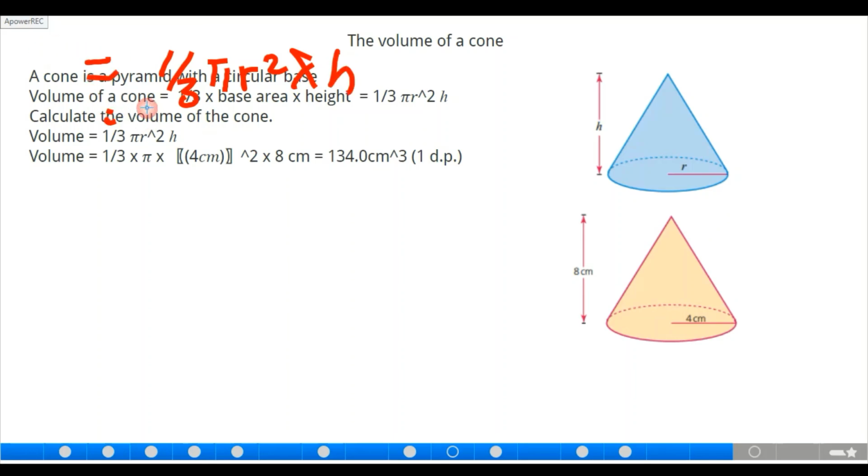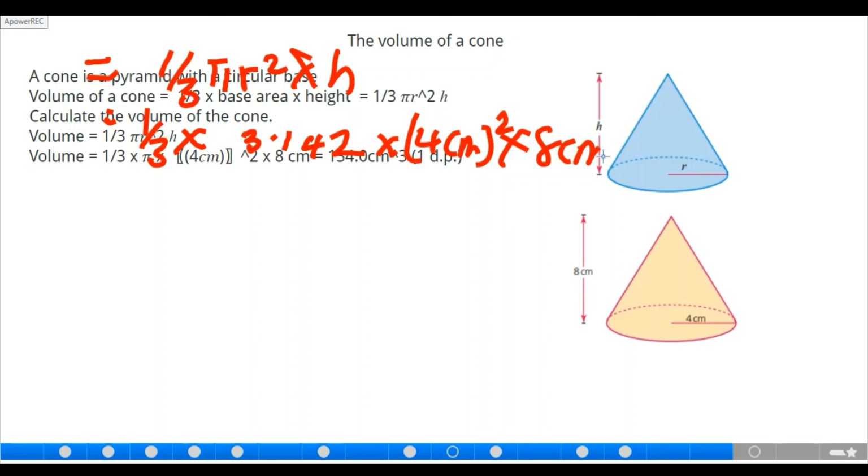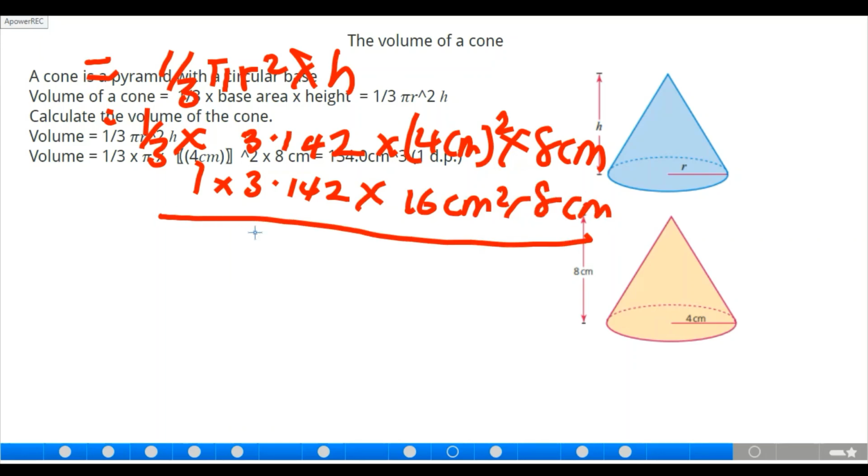So we have 1/3 multiplied by, let's say, 3.142. We are expressing the decimal value of pi. The radius is 4 centimeters, so we have 4 centimeters squared multiplied by 8 centimeters. So we have 1 times 3.142 times 4 times 4, which is 16 centimeters squared, times 8 centimeters, all divided by 3.